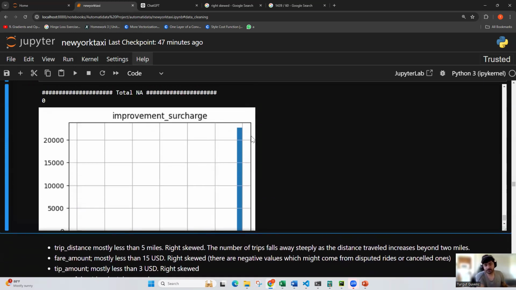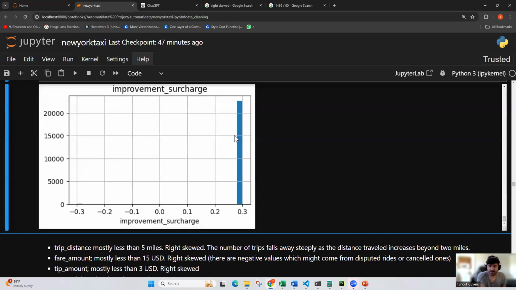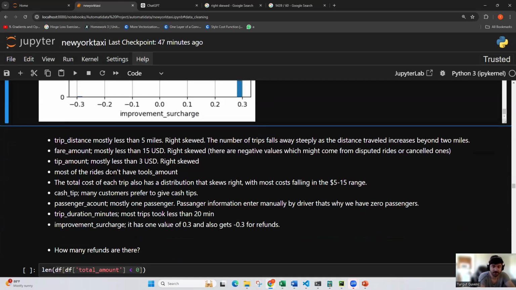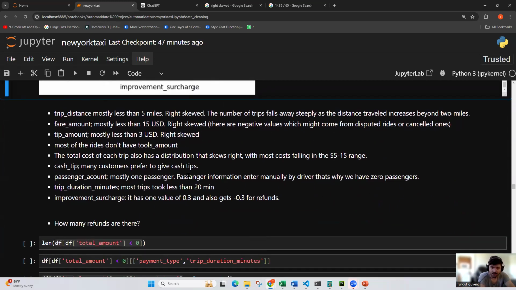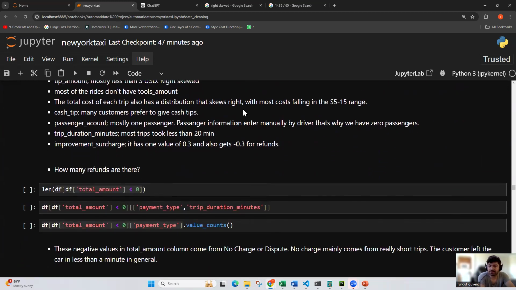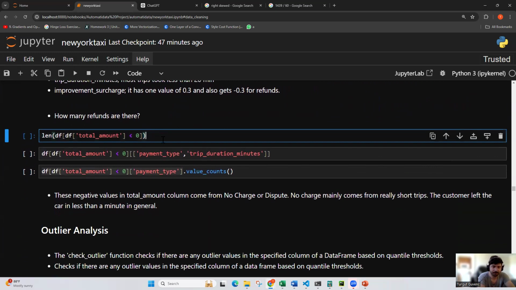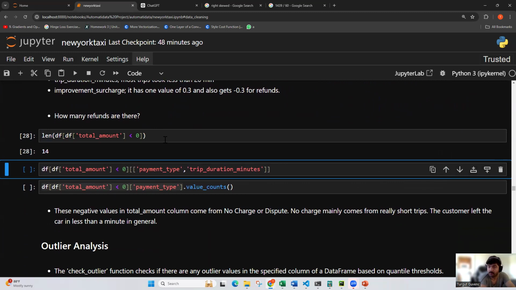Okay, there is an improvement surcharge. I don't think it's really successful. As I mentioned before, some companies like Uber and Lyft use this, and it is really successful. We also mentioned all this, and we don't need to read it again. Okay, so how many refunds are there? Because we want to see whether some values are less than 0. I'm guessing these ones are refunds.